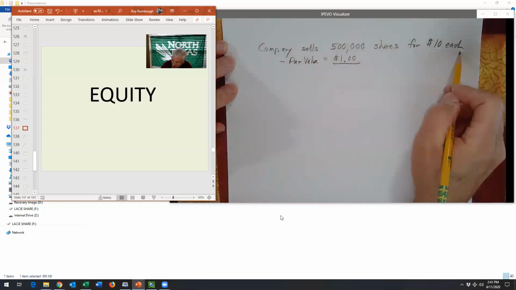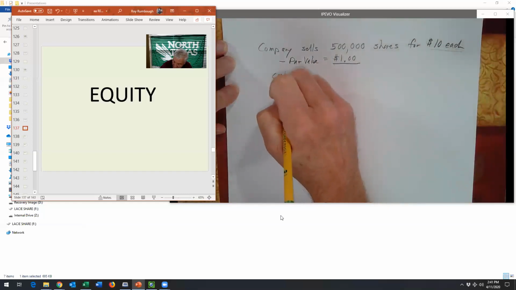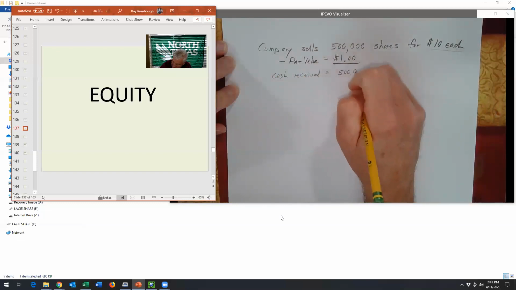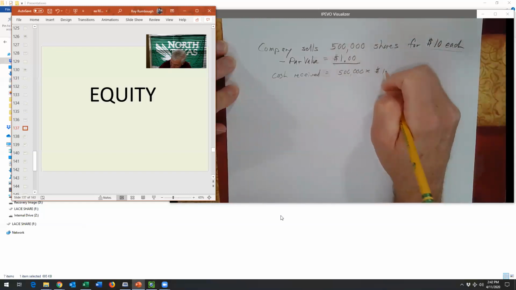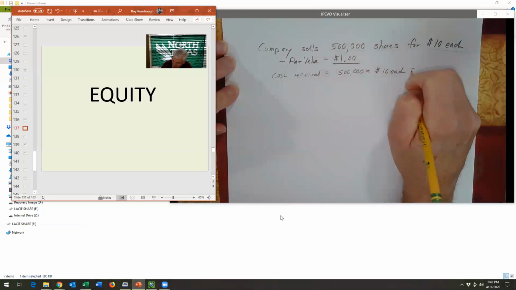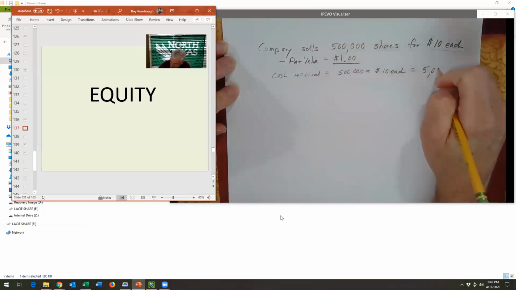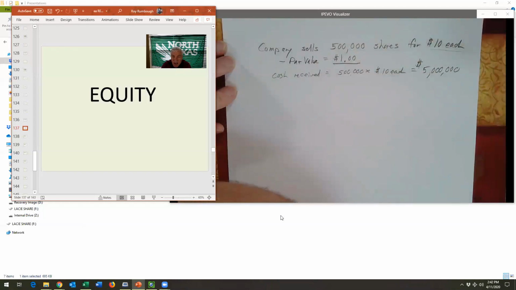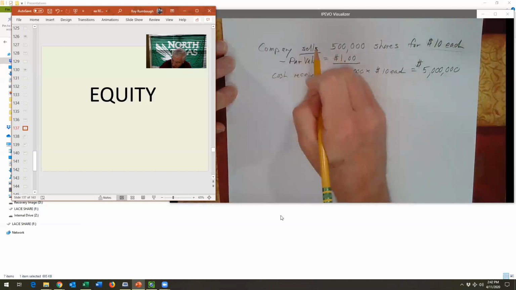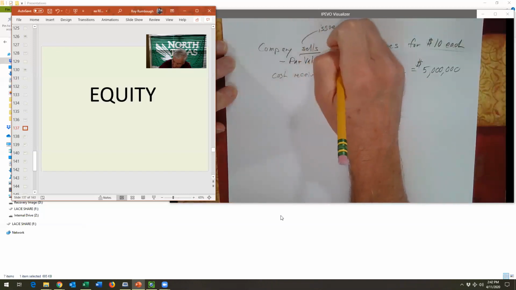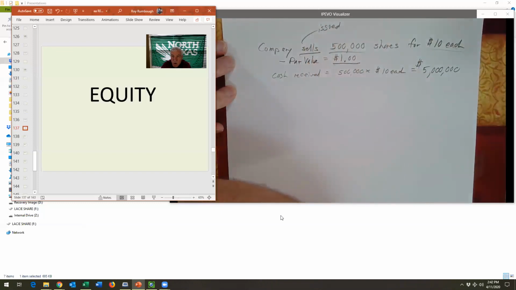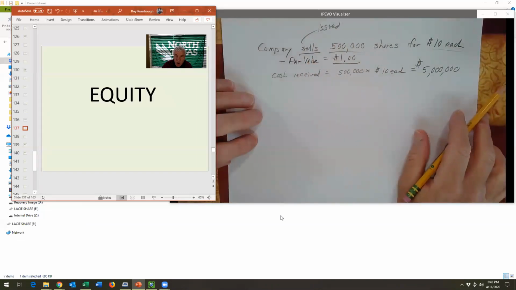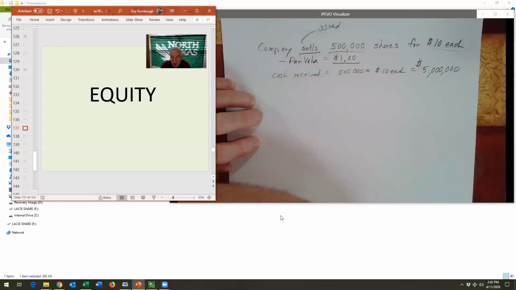So how much cash did the company receive? So the cash received equals 500,000 times $10 each, and that's going to be equal to $5 million. So the company received $5 million and they issued, this is what sells or is also called issued, 500,000 shares to people who now own ownership in the company. I don't let you know how many previous shares were on. I don't want to get into that here for this problem, but I want you to learn the journal entry.